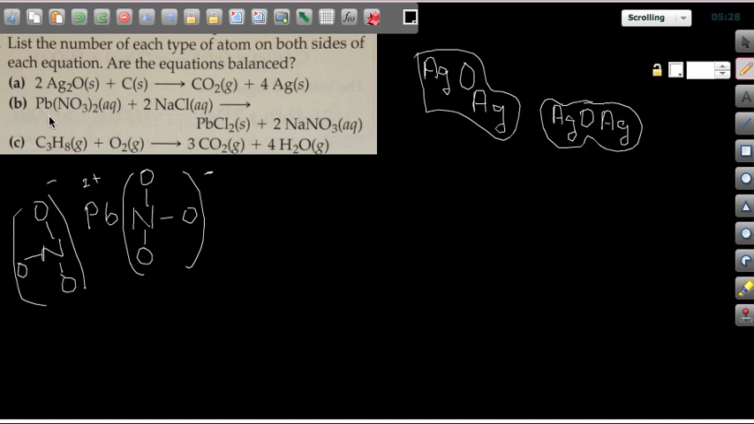Okay, let's count. Lead, 1 each. Nitrogen, 2, and we have 2. Oxygen, 6. 3 times 2 is 6.